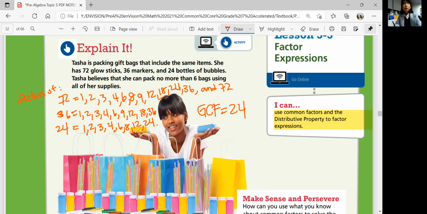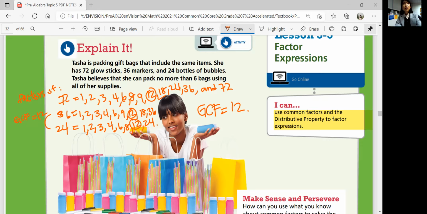So for all of them is 24. But greatest common factor for 24 and 36 would be, GCF of 24 and 36 would be 12, right? That would be the greatest common factor. Wait, it's not 24. It would be 12. Right? 12.